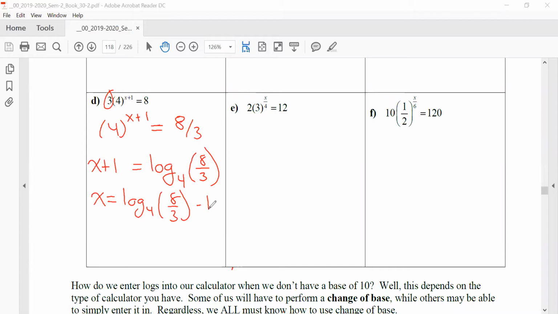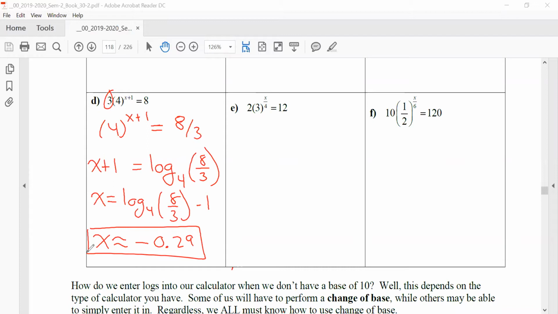And I'm going to round to, I don't know, probably the nearest 100th. Sounds like an okay thing. And I get a negative number. I don't panic about that. It's okay to have a negative value. Okay, I can't have a negative argument in my logarithm, if you remember that from graphing. But right now I'm solving for an exponent, and exponents can be negative numbers. Okay?